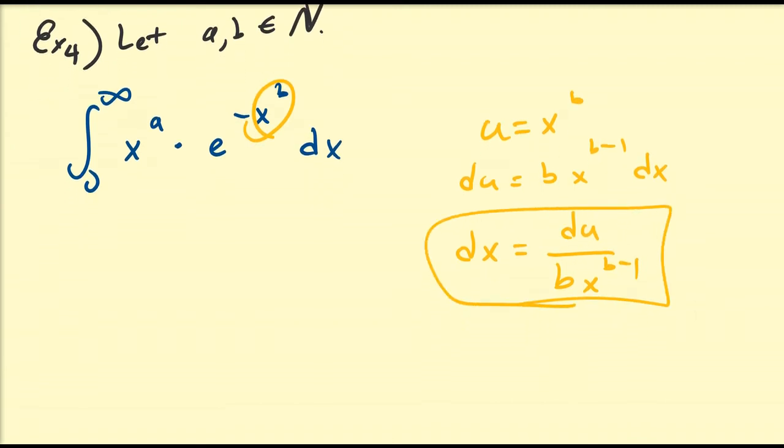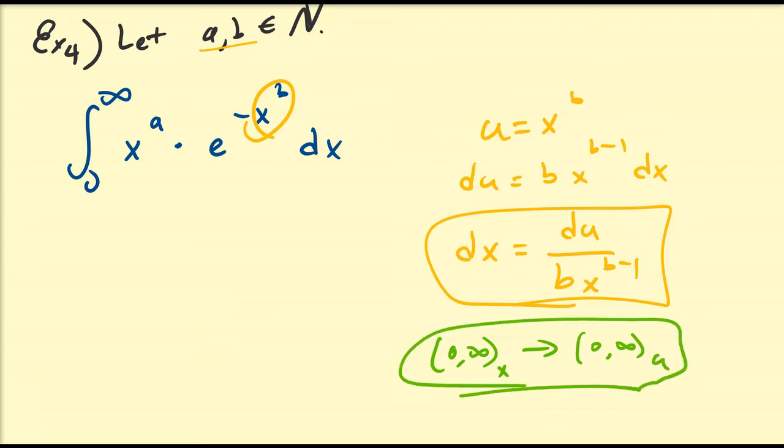Alright, so b is a positive natural number by assumption. So when x is equal to 0, u is equal to 0, and when x is equal to infinity, u is going to be equal to infinity. So our limits go from 0 to infinity in terms of x and 0 to infinity in terms of u. So nothing crazy happens there.